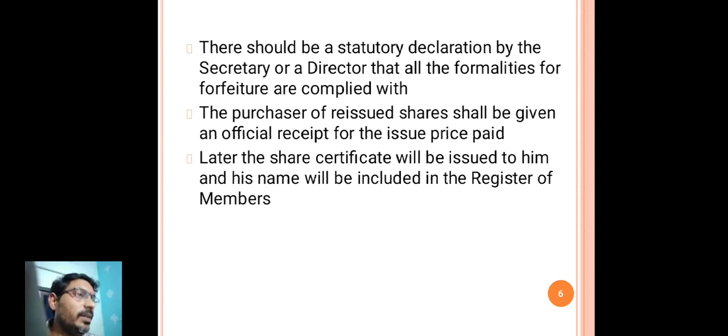Finally, a share certificate will be issued to him and his name will be included in the register of members. From that point onwards, these persons are called shareholders of the company.